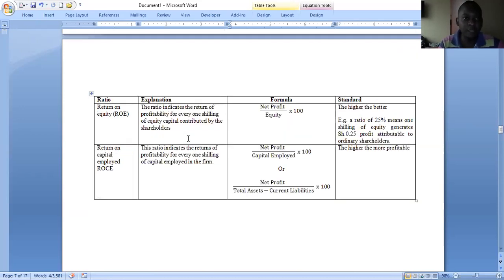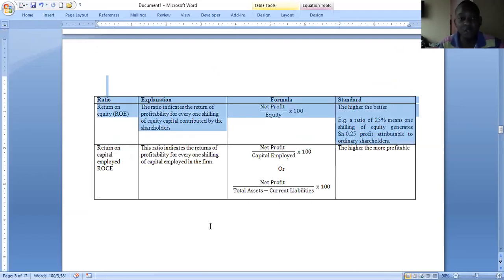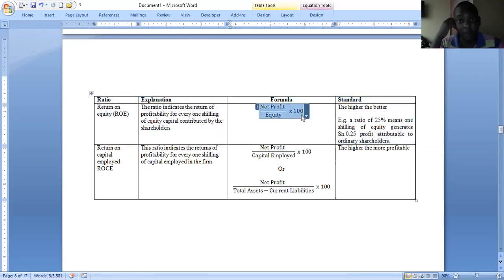Then another profitability ratio is return on equity, which measures the profitability of the business for every 1 shilling invested of equity in the business. So it's obtained by dividing the net profit by equity, and then you multiply all that by 100%. The return on equity is equal to the net profit divided by equity. A high return on equity ratio indicates a high profitability.